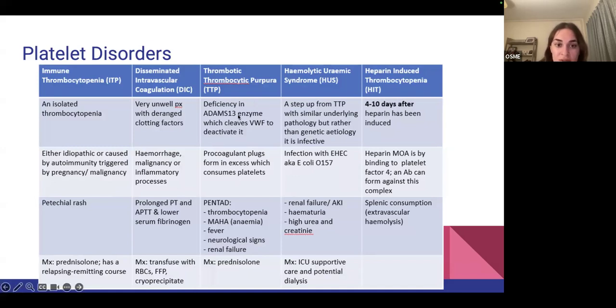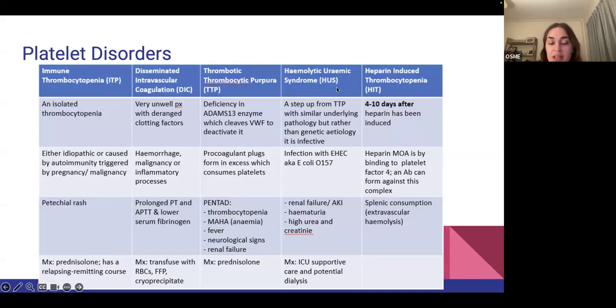TTP is due to a deficiency in the ADAMTS13 enzyme, which leaves von Willebrand factor, and you effectively cause loads of procoagulant plugs to form in excess, which then consumes platelets. So it's a relative reduction in platelets because you're overforming platelet plugs. You get the pentad of thrombocytopenia, the MAHA picture that we went through earlier, alongside fever, neurological signs, and renal failure. But the latter two will probably be seen in later stages.